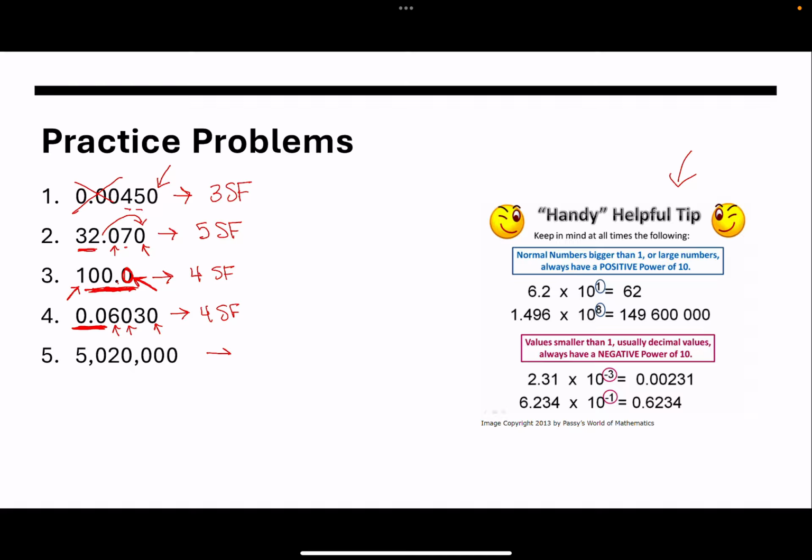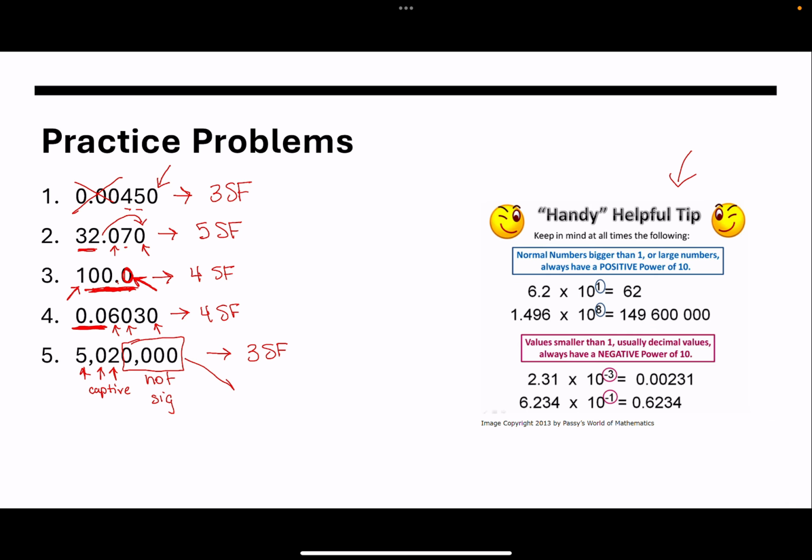Now, this one is important because it does not have a decimal point at the end. So all of these zeros, because there is no decimal, are not significant. This 5, of course, is. This 2, of course, is. And this 0 is because it is captive. It is held between 2 non-zeros. So that means that this has 3 significant figures.